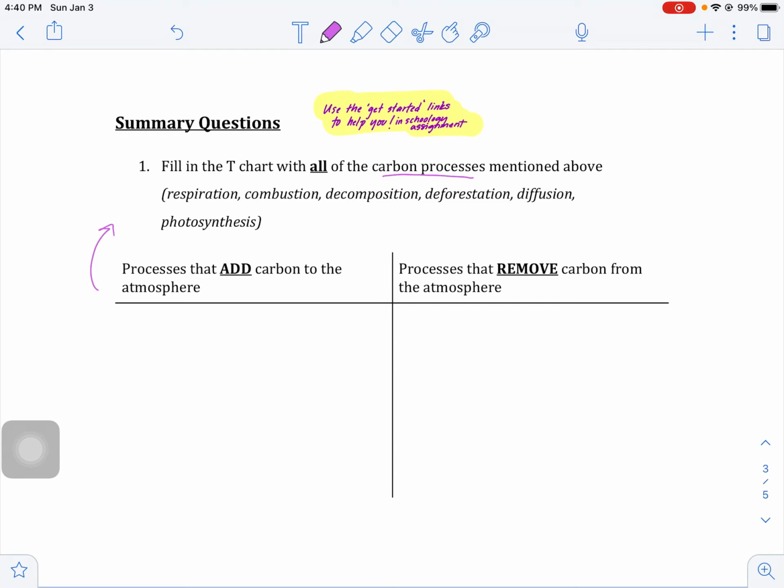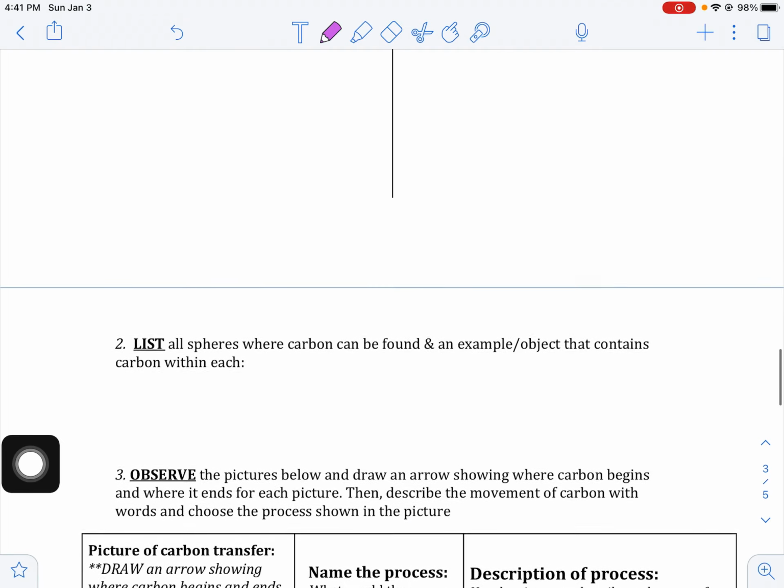So we're looking for that CO2 going up into the atmosphere. And also, you'll see it in the definition. And then here, processes that remove carbon from the atmosphere. So there we'll see the CO2 coming out of the air, either being absorbed by plants or the water. So keep an eye out for those. So there are 1, 2, 3, 4, 5, 6 that you should have within your T-chart list. That's what's happening in number 1.